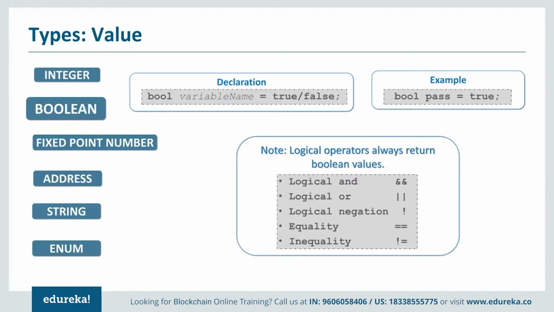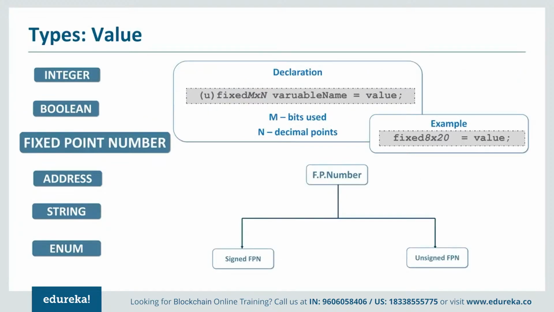So things like logical and, logical or, even negation, and equality and inequality all return boolean values. So next on our list is fixed point numbers. Fixed point numbers are not fully supported by Solidity yet. They can be declared but cannot be assigned to or from. Signed and unsigned fixed point numbers are of various sizes.